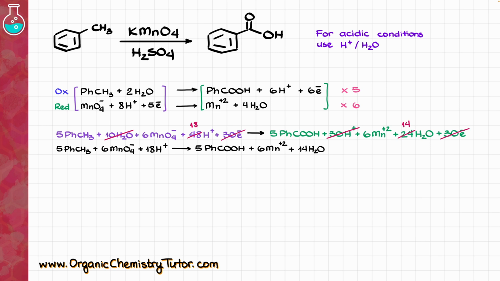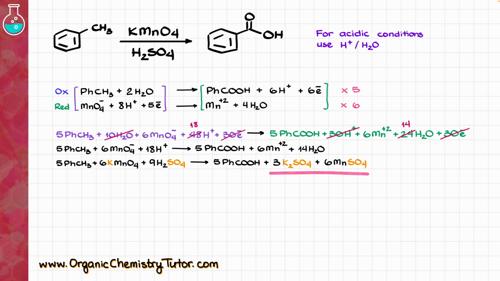So adding the leftover ions that I have, potassium from permanganate, the sulfate from sulfuric acid and all of that, gives me my final equation where I have 5 equivalents of toluene reacting with 6 equivalents of potassium permanganate in the presence of 9 equivalents of sulfuric acid, giving us 5 equivalents of benzoic acid, and then our other stuff that we don't really care much about. And I have highlighted all of my spectator ions in orange here, because those are irrelevant. But I still need to show them for the complete balanced equation.